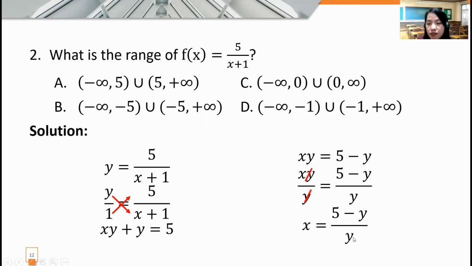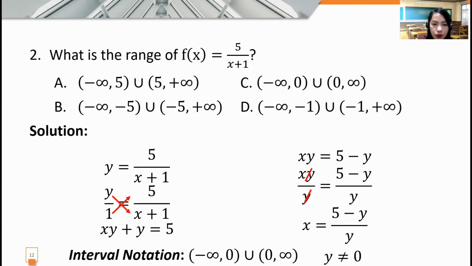Yung bawal na maging value ng y ay 0. Kasi kung mapapansin ninyo sa denominator, kapag naging 0 ang y, that will become undefined. So y is not equal to 0. That is the interval notation. That is on letter C.